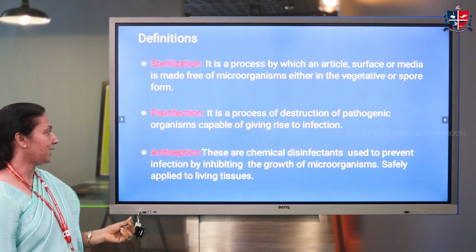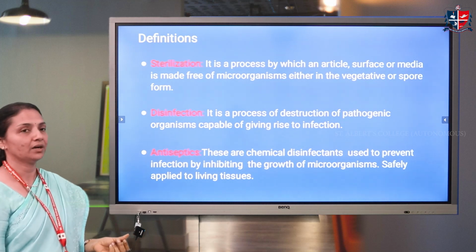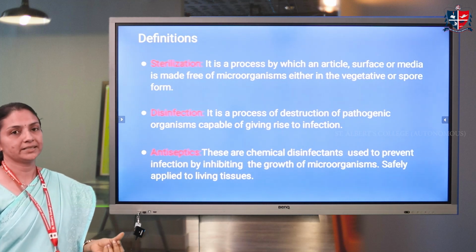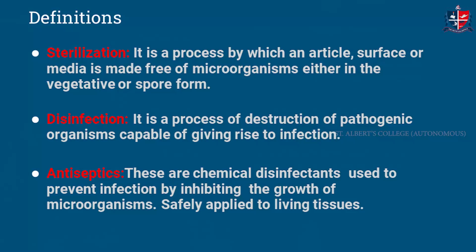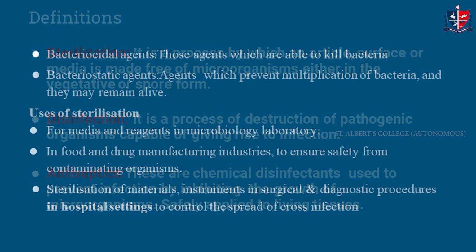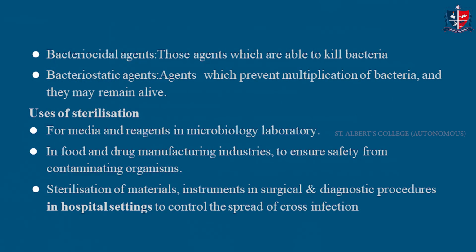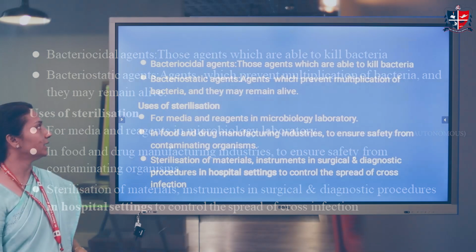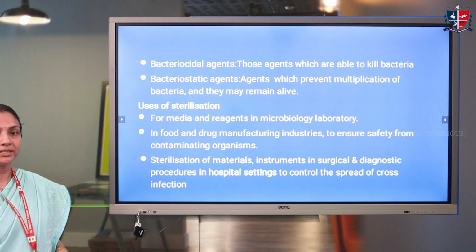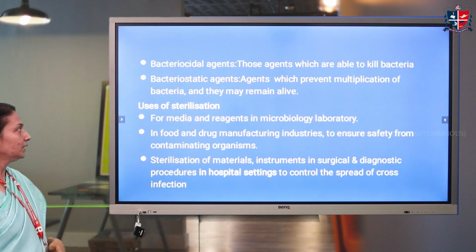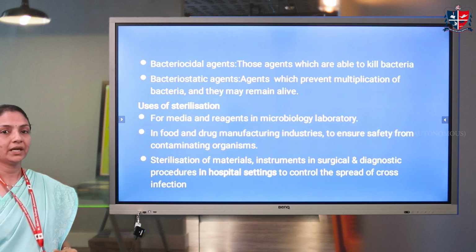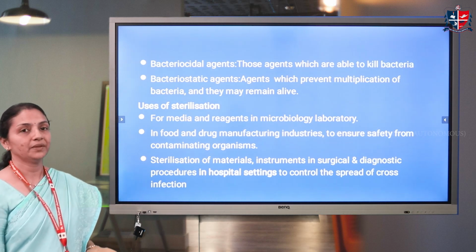And there is also another term, antisepsis or antiseptics, which we commonly hear. These are chemical disinfectants which are used to prevent infection by inhibiting the growth of microorganisms, and this term is usually applied safely to living tissues. Now, there are certain terms which we need to understand in the process of sterilization, that is bactericidal agents. Bactericidal agents are agents which are able to kill bacteria, whereas bacteriostatic agents are agents which inhibit the bacteria. They prevent the multiplication of bacteria, but most of them remain alive.